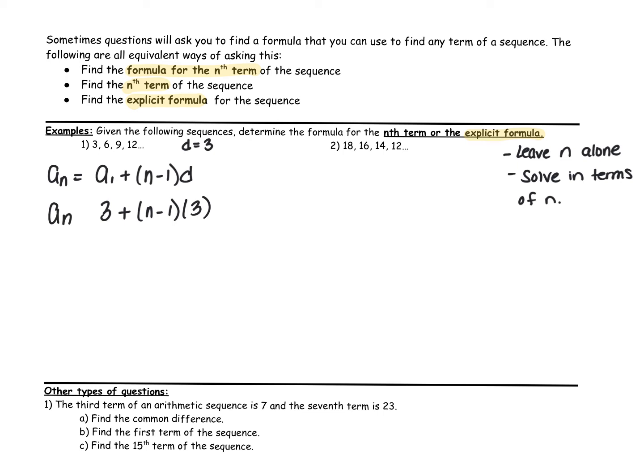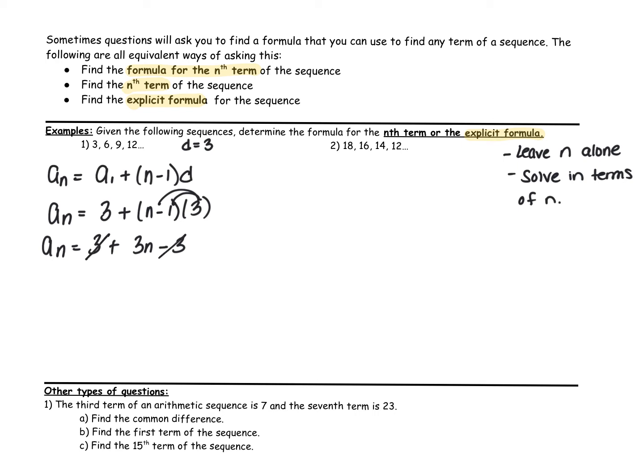So we're leaving a sub n alone. And now we're going to distribute and simplify. So we'll take the 3 in. 3 times n is 3n. 3 times negative 1 is negative 3. And then we bring down our 3 and my a sub n. Let's combine some like terms.